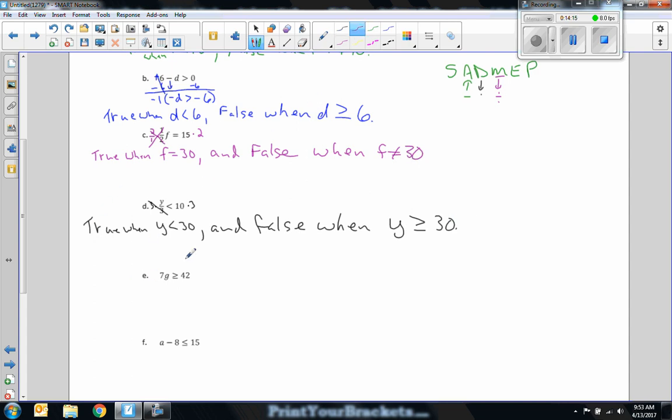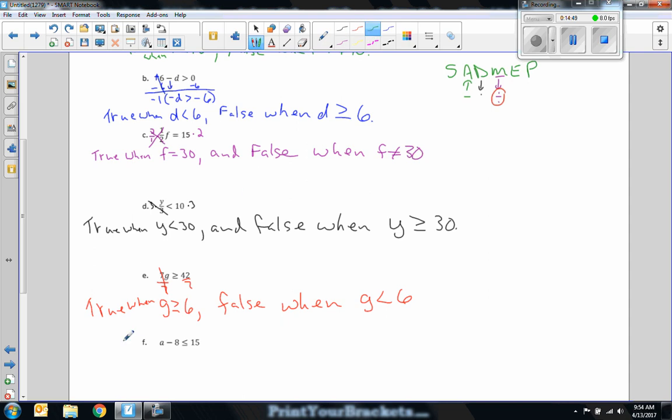Okay, E, that is 7 times G. Multiplication's inverse is division, so I will divide by 7, divide by 7. 7's cancel, and G is greater than or equal to 42 divided by 7. So this is true when G is greater than or equal to 6, false when G is less than 6.